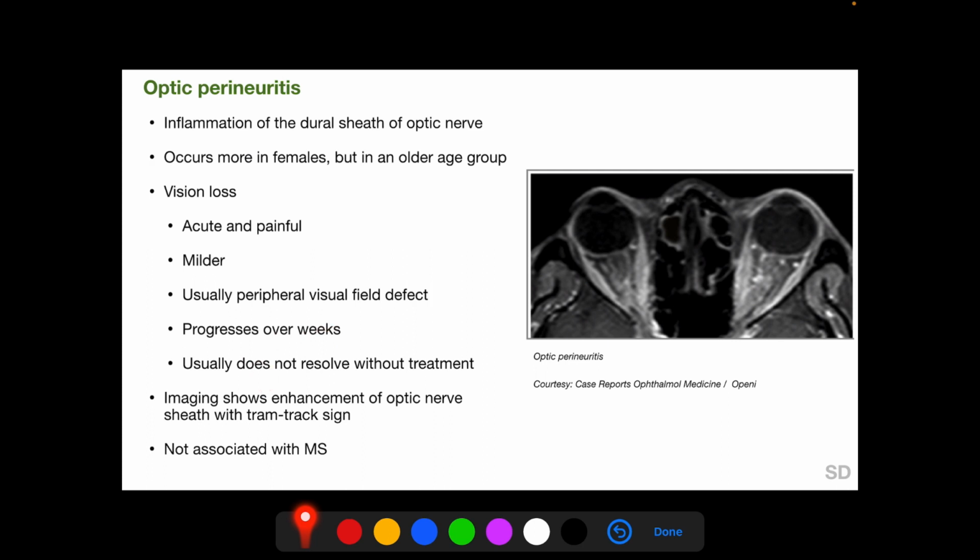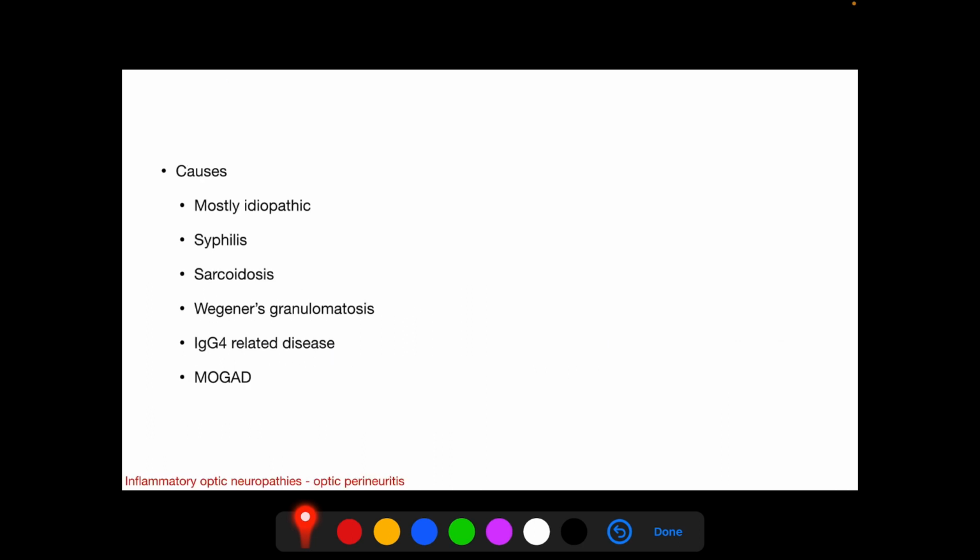Imaging shows enhancement of the optic nerve sheath with a tram track sign. Tram track sign is more well known in optic nerve meningioma but is also seen in this entity, optic perineuritis. Optic perineuritis is not associated with MS. Optic perineuritis is mostly idiopathic. However, causes include syphilis, sarcoidosis, granulomatosis with polyangiitis, IgG4 related disease and MOGAD.